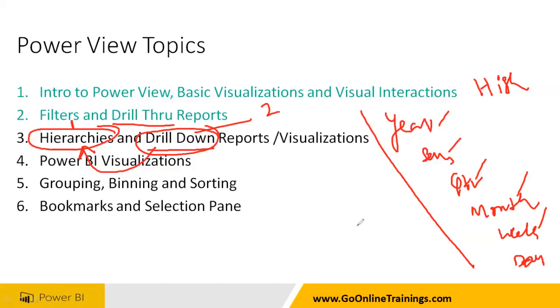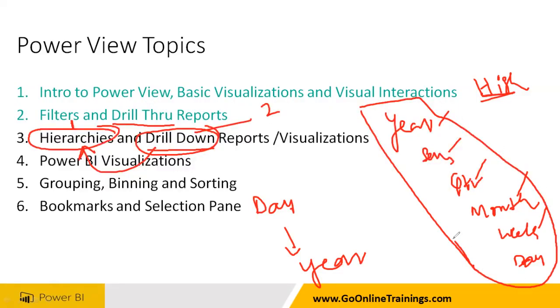Clear? You cannot say the hierarchy will be day first and the last will be here. That is not the way. Hierarchy always has the highest value first and the smallest value down, and you have to maintain the proper order. So this is what is called order, and this is what is called hierarchy. Clear? So hierarchy means ordering or organizing the values. What values? Dimension values, not the fact values.